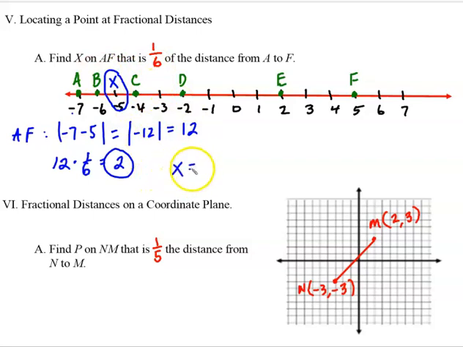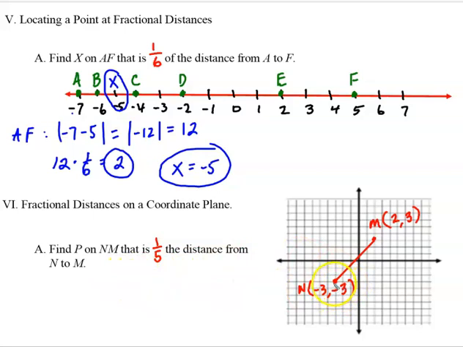X has a value of -5. All right, and so that's what you will do when you are locating a point that's a fractional distance on the number line. Now, what do we do for the same type of situation, a fractional distance from one point to another, but it's on the coordinate plane?